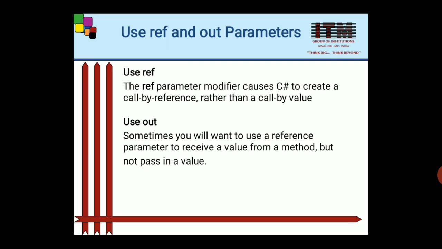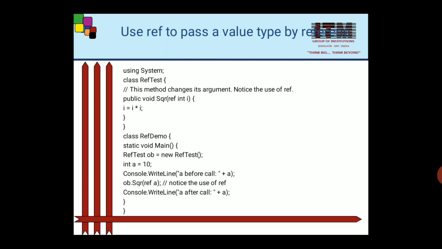The first one is the use of ref. The ref parameter modifier causes C# to create a call by reference rather than call by value. The ref modifier is specified when the method is declared and when it is called.